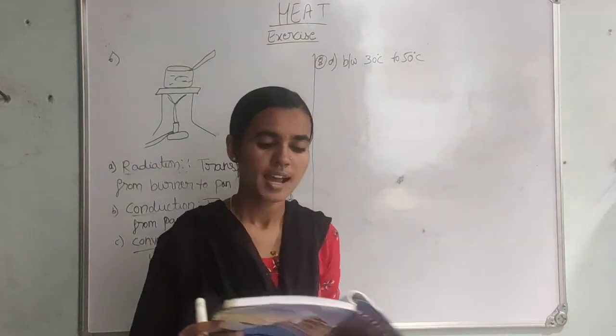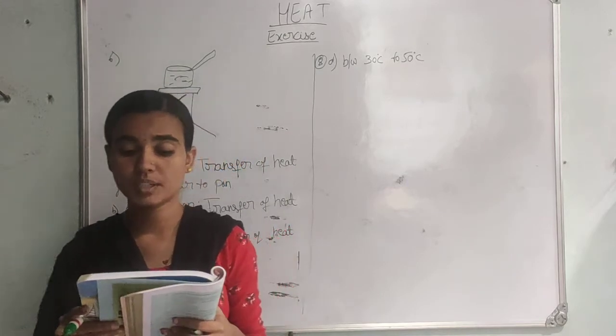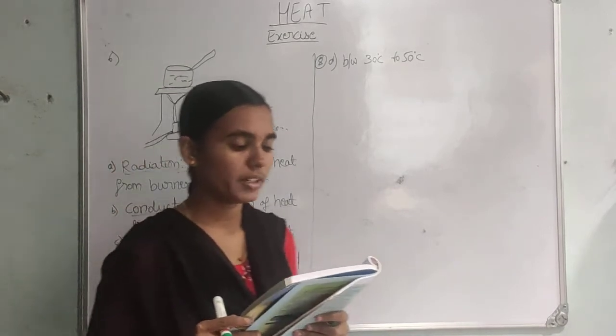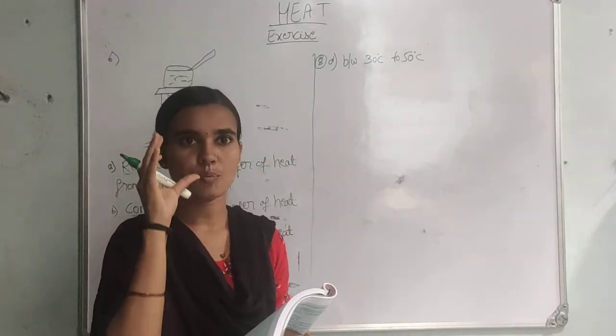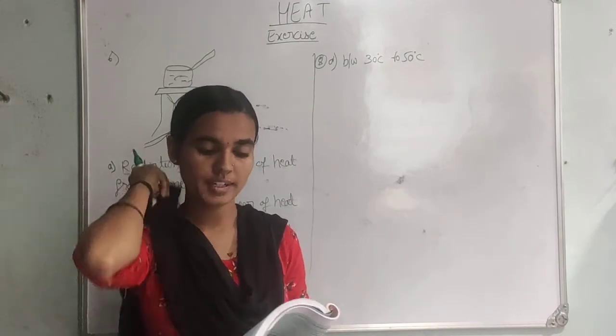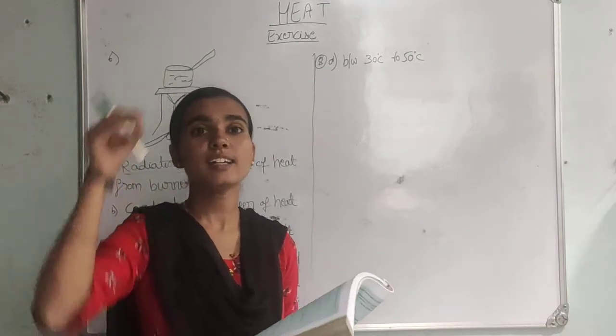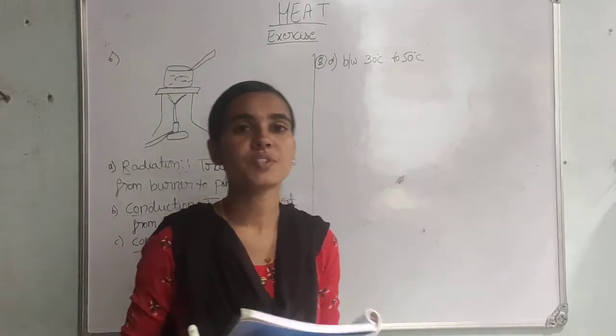So ninth question, an iron ball at 40 degrees Celsius is dropped in a mug containing water at 40 degrees Celsius. The heat will. So an iron ball is there. That ball is heated to a temperature of 40 degrees Celsius, and it is going to be dropped in a mug containing water at 40 degrees Celsius.